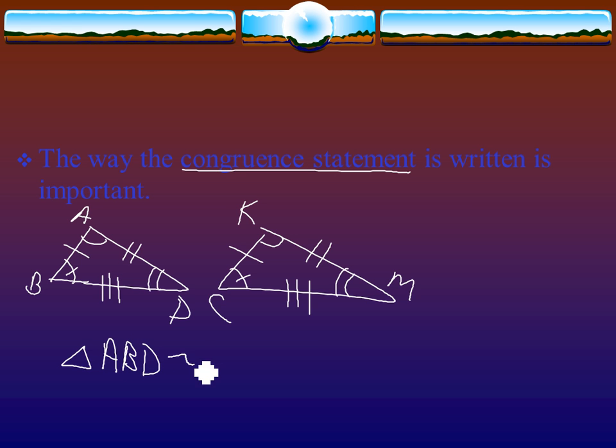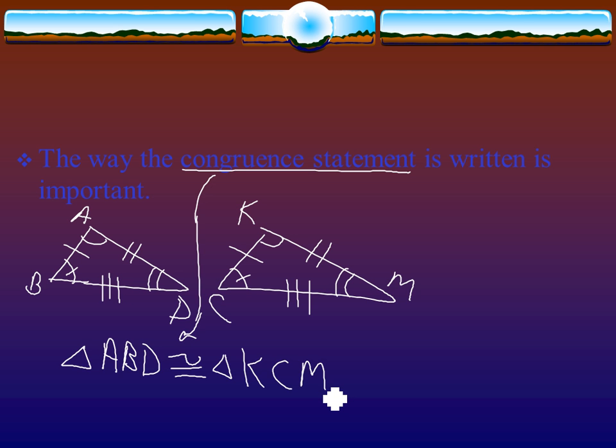Now what matters is when you write the congruency statement, which is what I'm writing right here, when you name the second triangle, you have to make sure that they match up correctly. So you have to name it in the exact same order as you did. So A matches up to what in this one? K. So K, ACN. B matches up to C, and D matches up to N.